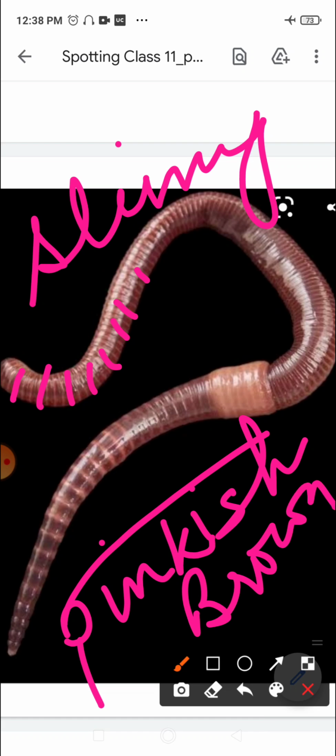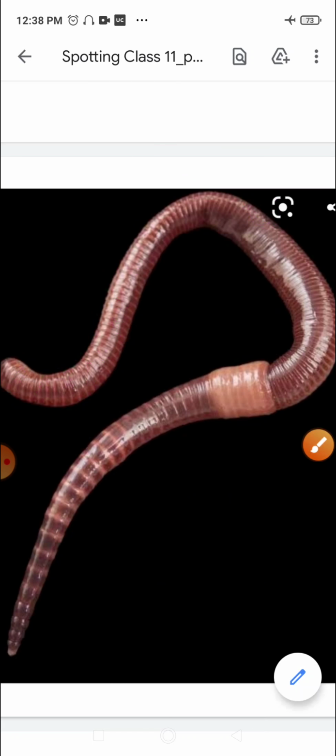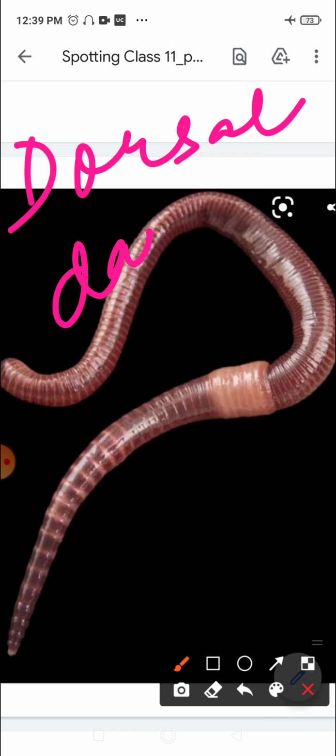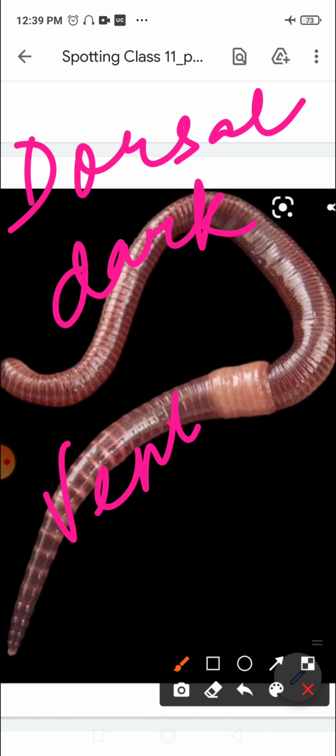The dorsal surface, that is the back surface, or the surface that is visible to us when the earthworm is crawling, is recognized by the darker color. That means the dorsal surface, the upper surface, is always dark. The part of the earthworm that is towards the ground is the ventral surface. The ventral surface is lighter in color, and there are genital apertures present in it.